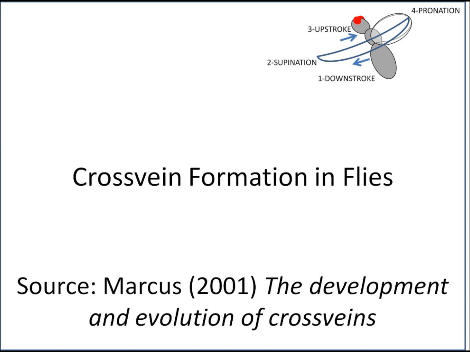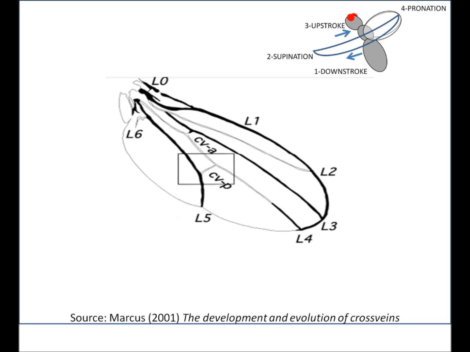We're looking at particularly the Drosophila melanogaster wing. So as a quick reminder, Drosophila melanogaster has 5 longitudinal complete veins, the L1 to the L5, and 2 incomplete veins, the L0 and the L6. Between the L3 and the L4 is the anterior crossvein, and between the L4 and the L5 is the posterior crossvein. There's also the humeral crossvein, but I'm not going to talk about that at all today.